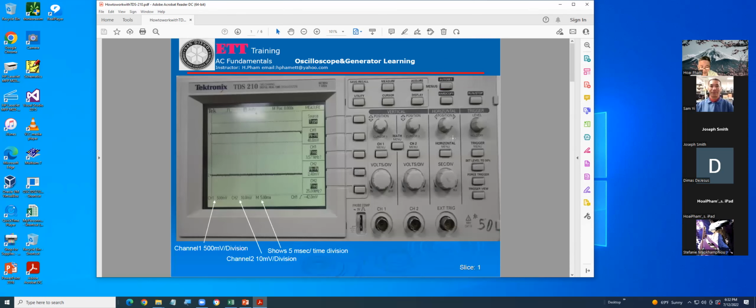Then the next step for the first window is what you want to measure. Say I want to measure frequency. Then press the button here to change the type. What type do you want? I want to measure frequency, peak to peak. The next one will be frequency for channel 1, and whatever for channel 2, you can do it.